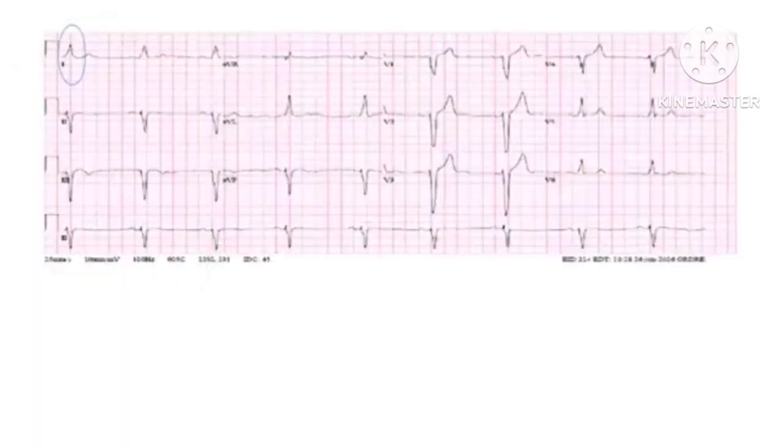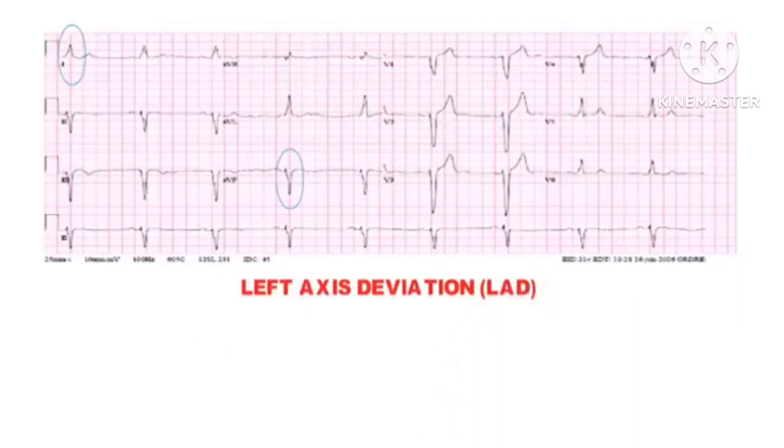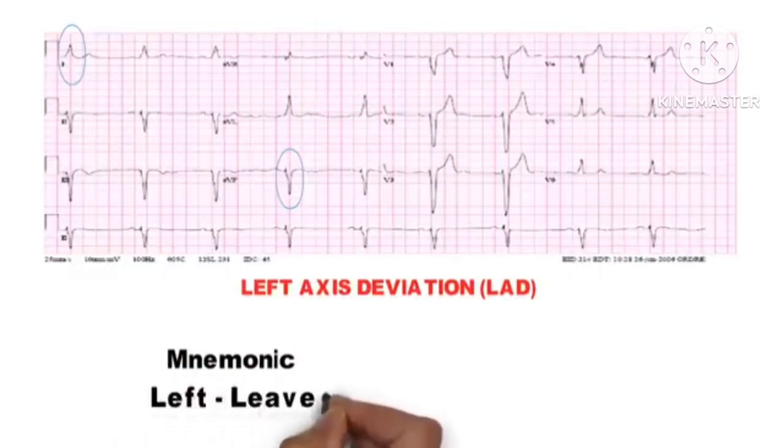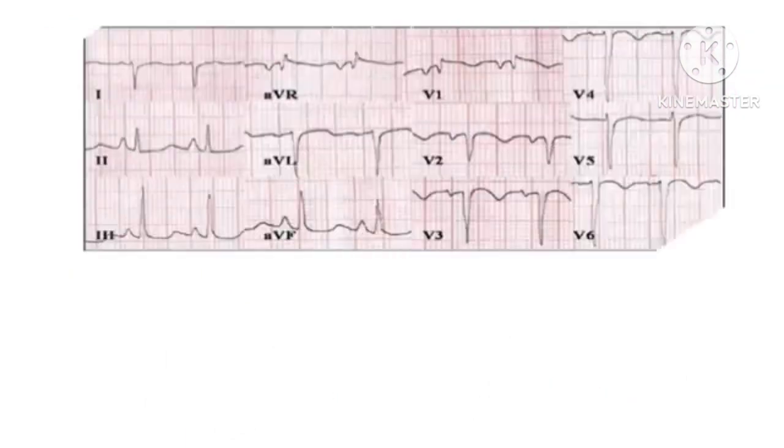Now look at this ECG. Net QRS in lead 1 is positive and net QRS is negative in AVF. So this ECG showing left axis deviation or LAD. And you can remember this by a mnemonic left leaves, where net deflection in lead 1 and AVF are in opposite direction, or as if they are leaving.